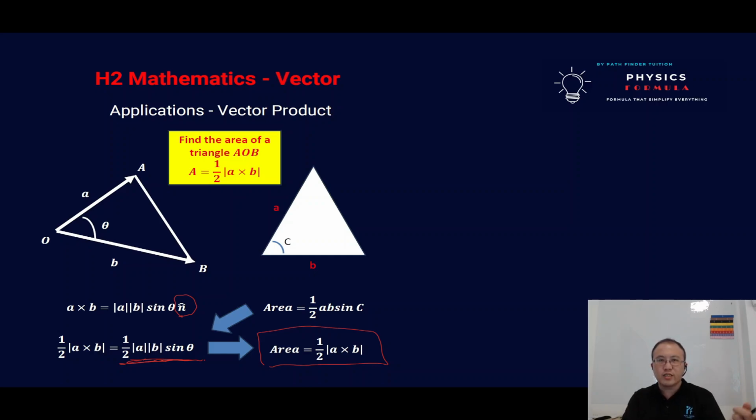An extension to this is if you're talking about the area of a parallelogram or a rhombus, then I remove the half. Because a parallelogram is basically two triangles that are entirely the same. If you find the area of one triangle and multiply by 2, you get the total area of the parallelogram or rhombus. So this is a point to note: I can also use this formula to find the area of a parallelogram or rhombus.